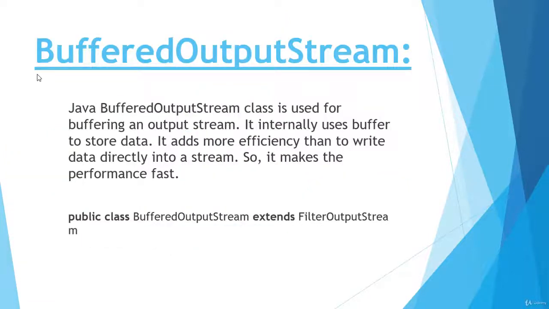The Java BufferedOutputStream class is used for buffering an output stream. It internally uses a buffer to store data. It adds more efficiency than writing data directly into the stream, so it makes the performance fast. Definitely it uses the buffer inside, so it increases the performance of writing data to the file. And this class extends the FilterOutputStream class.